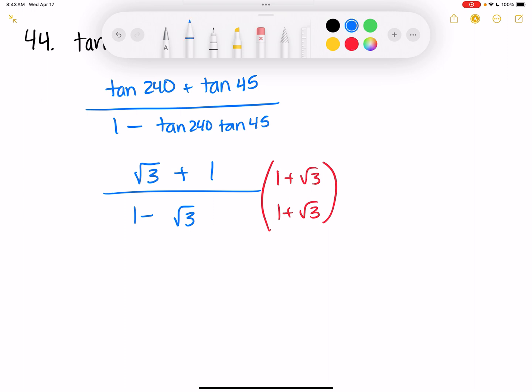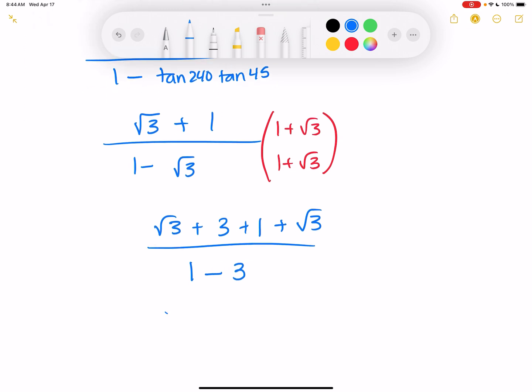So on the top, I'm going to have root 3 plus root 3 times root 3 is just going to be 3, plus 1 plus 1 times root 3 is root 3. Over on the bottom, this has made a difference of squares for us, so it's going to be 1 minus root 3 times root 3 is 3. And so then on top, I've got 4 plus 2 root 3 over 1 minus 3 is negative 2.